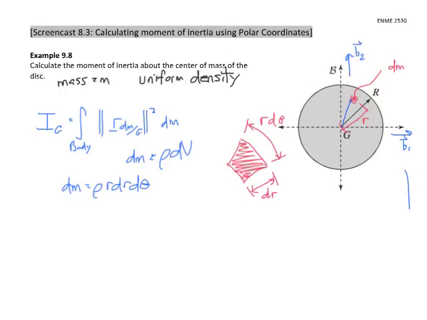Theta is defined as the clockwise angle away from the b1 axis, or the horizontal axis, to define the position. If we express the position vector r of the differential element with respect to g in the b1 and b2 basis, then it's x in the b1 direction plus y in the b2 direction. Because we're using polar coordinates, x is equal to r cosine theta, and y is equal to r sine theta.